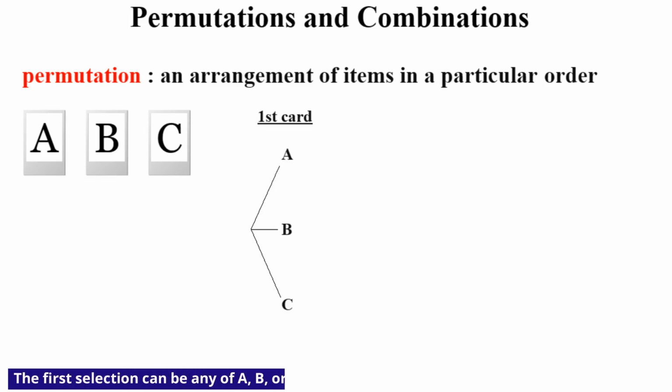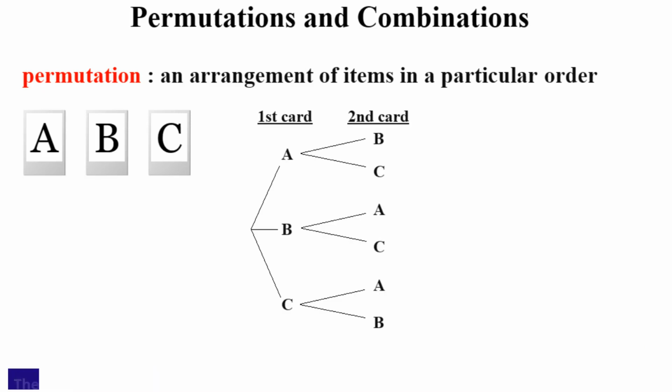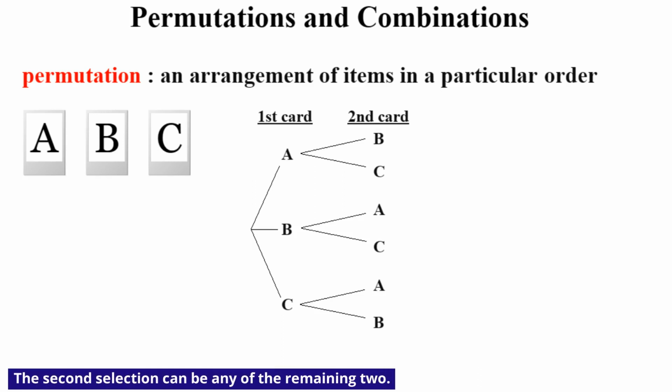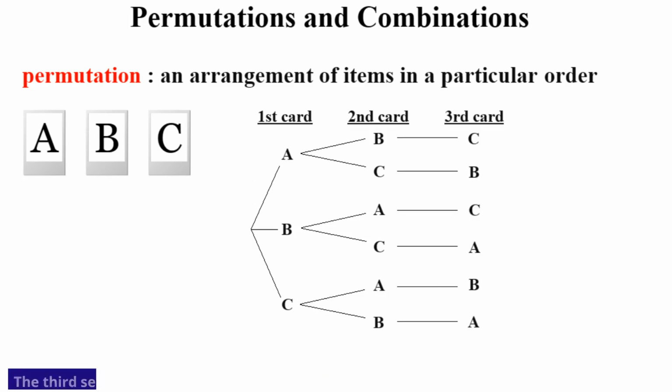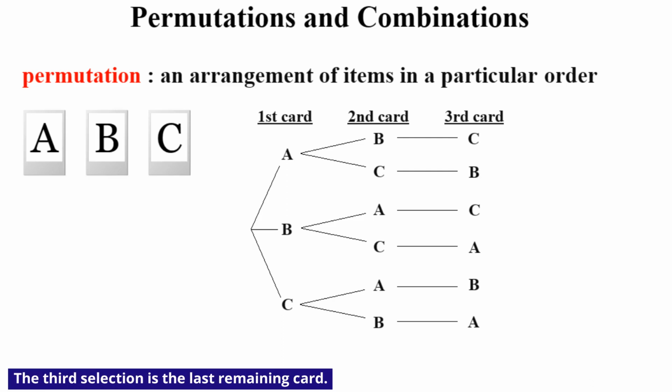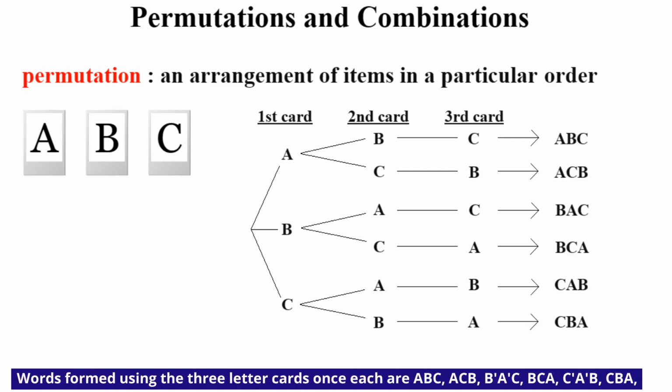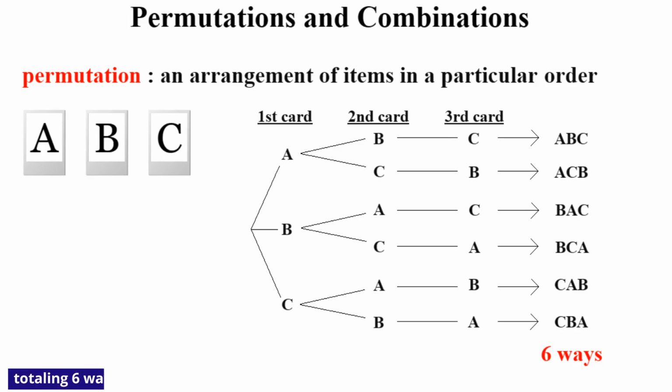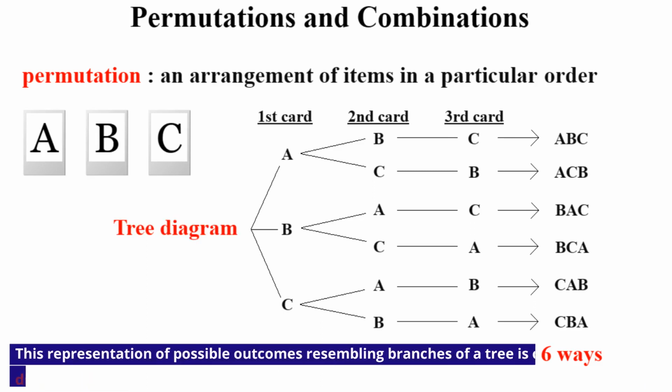The first selection can be any of A, B, or C. The second selection can be any of the remaining 2. The third selection is the last remaining card. Words formed using the 3 letter cards once each are ABC, ACB, BAC, BCA, CAB, CBA, totaling 6 ways. This representation of possible outcomes resembling branches of a tree is called a tree diagram.